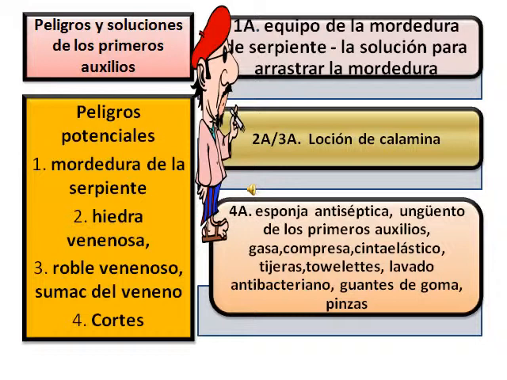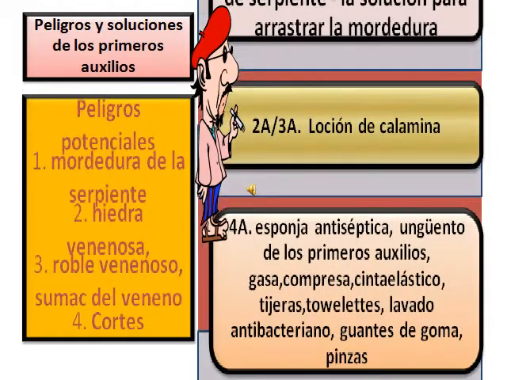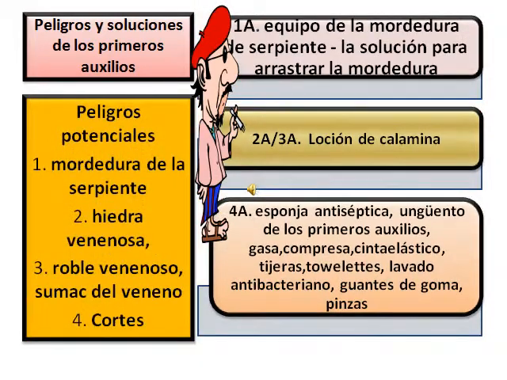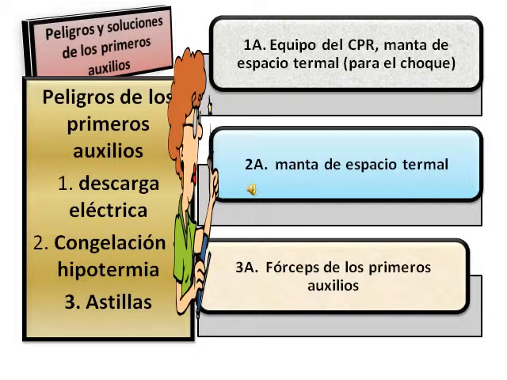Cuts, which could be solved by antiseptic swab, first aid ointments, compresses, elastic tape, scissors, towelettes, antibacterial wash, rubber gloves, and tweezers. Electric shock, which requires a CPR kit as well as a thermal space blanket. Frostbite or hypothermia, which could also require a thermal space blanket. Splinters, which require a first aid forceps as a solution.